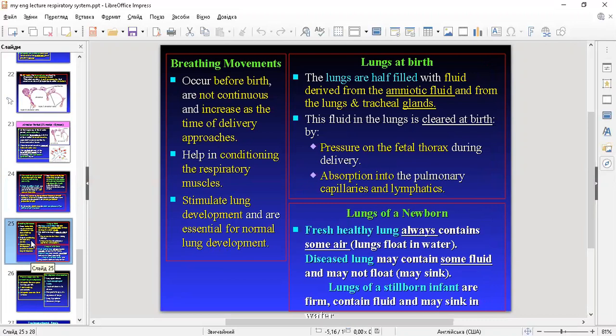Breathing movements. Fetal breathing movements before birth are not continuous and increase as the time of delivery approaches. They help in conditioning the respiratory muscles. They stimulate lung development and are essential for normal lung development.